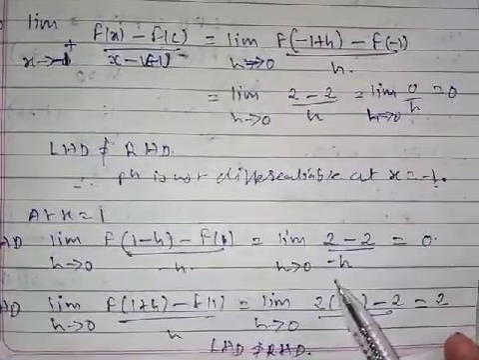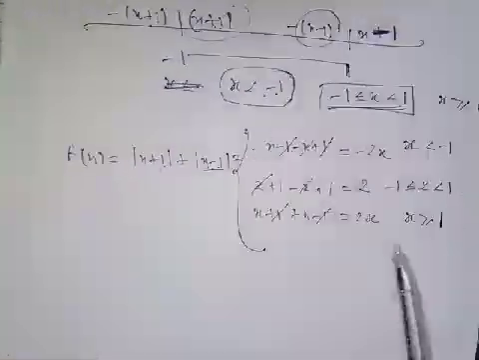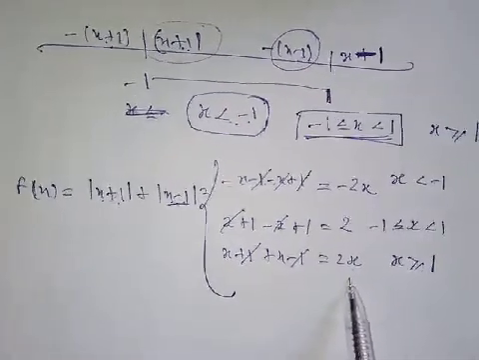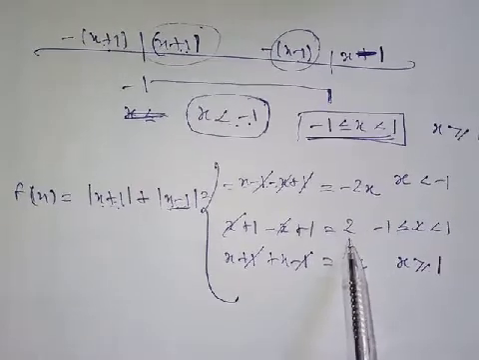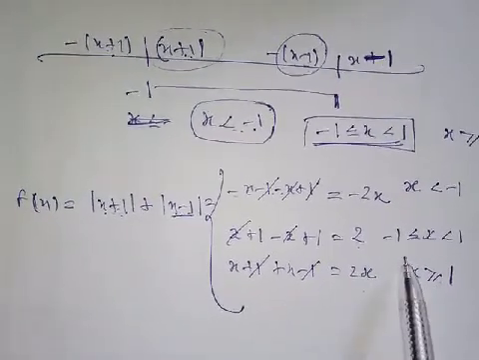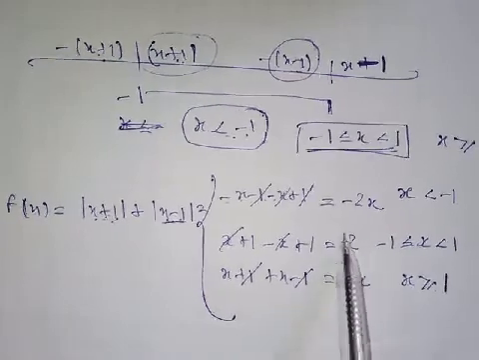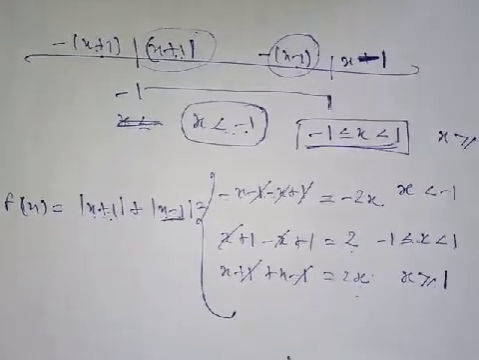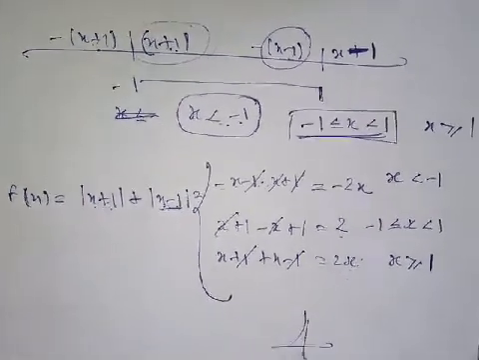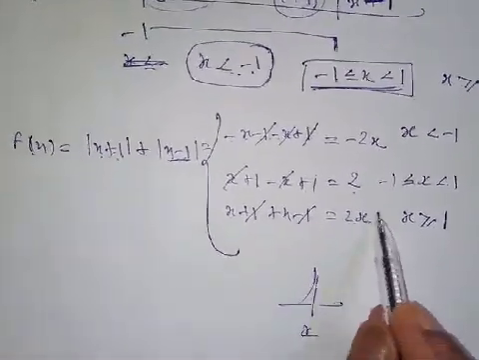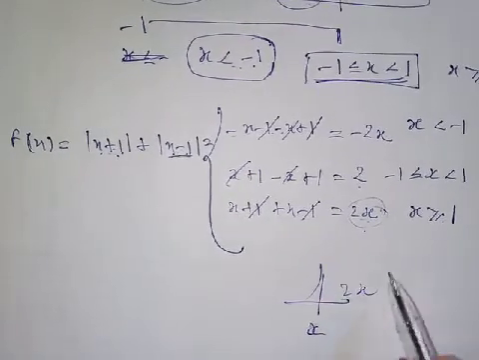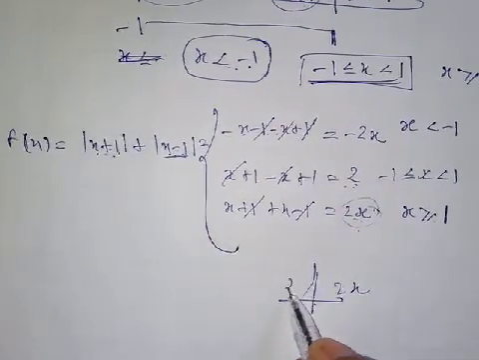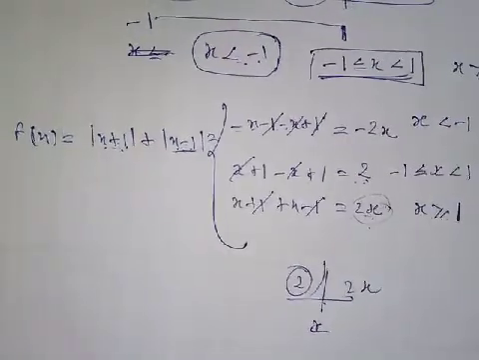So the limit, left hand side is what? This one. And right hand side is what? 2x. Left hand side is what? Less than 1, what is that? It is less than 1, so it is 2. Greater than 1 is 2x. So at x equal to 1, the right hand side limit is 2x, and the left hand side, less than 1, means this 2. So 2.